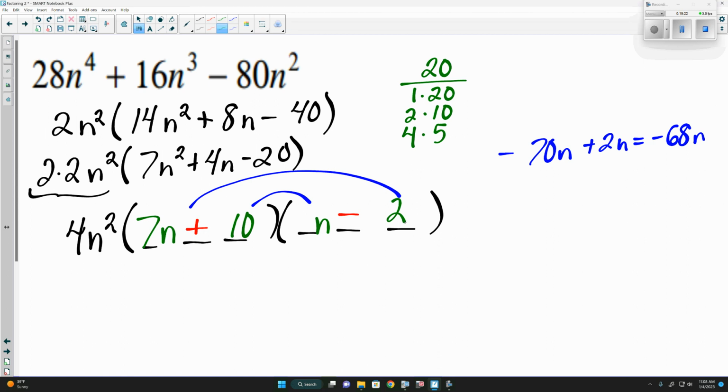10, 2. And we can check it again. 7n times negative 2 is negative 14n. 10 times n is going to be plus 10n, which is negative 4n. Is that what we wanted? Correct number, but wrong sign. So we just need to flip the signs.